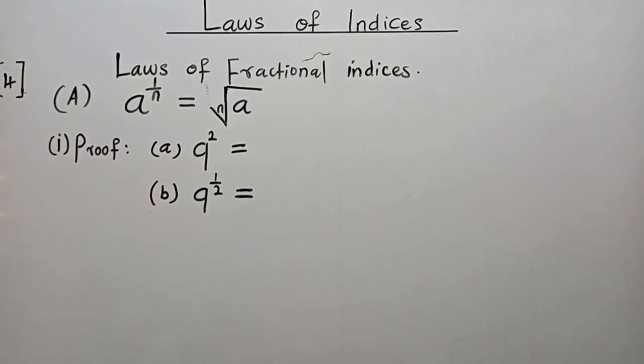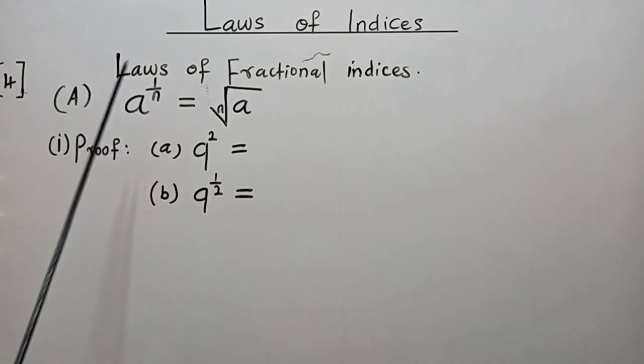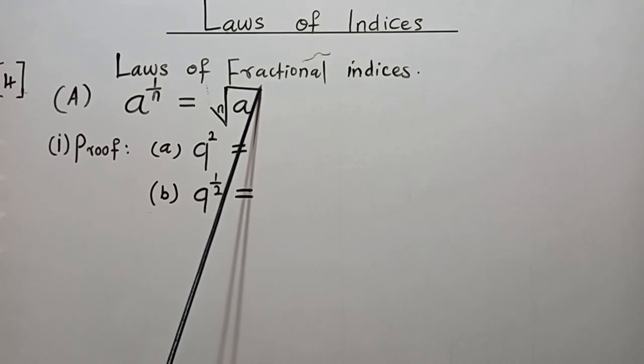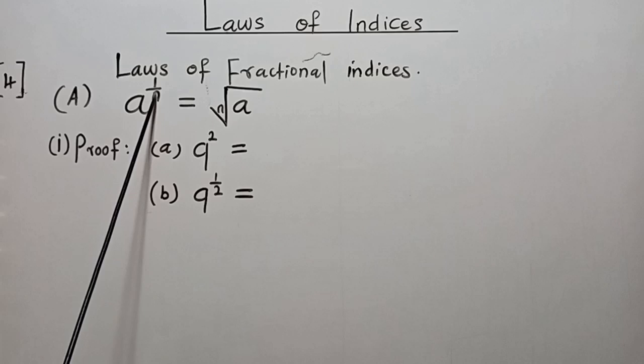In this last section, section number 4, we talk about laws of fractional indices. When the power of an index is no longer a whole number but a fraction, or at least a mixed number, then we talk about fractional indices. Look at this law: a raised to the power 1 over n is equal to the nth root of a, where this n is the same n here.